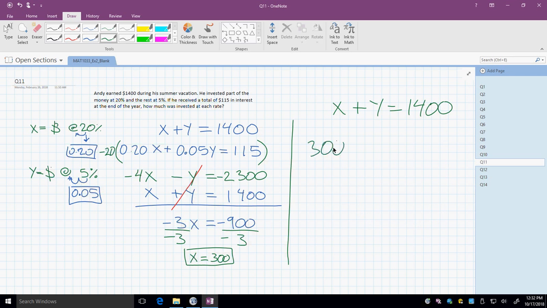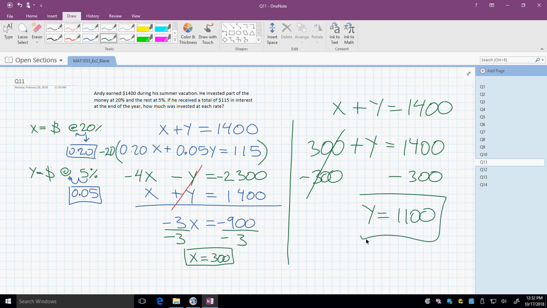Tell me, what is that? When you subtracted 300 from 1400, the total amount that I received, it gives you 1100. Yeah, that would be y. But I'm going to prove it. Subtract 300 from both sides of the equal sign. This cancels and I have y equals 1100.